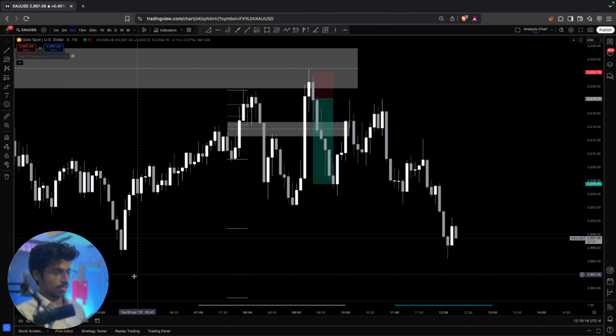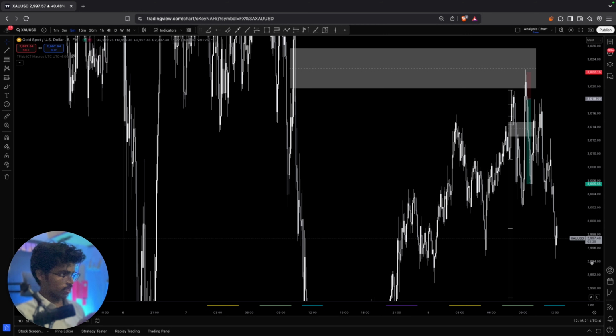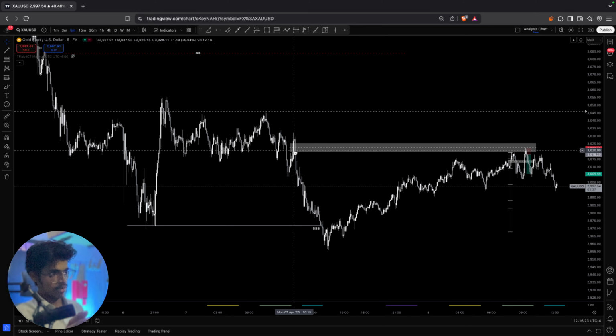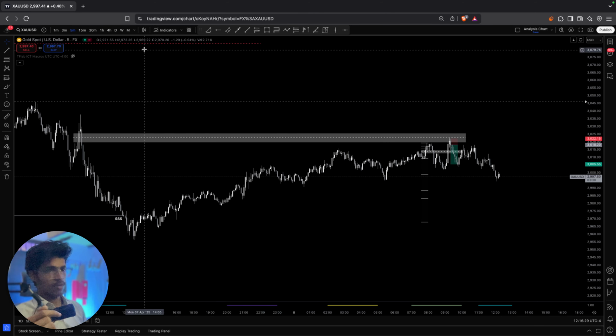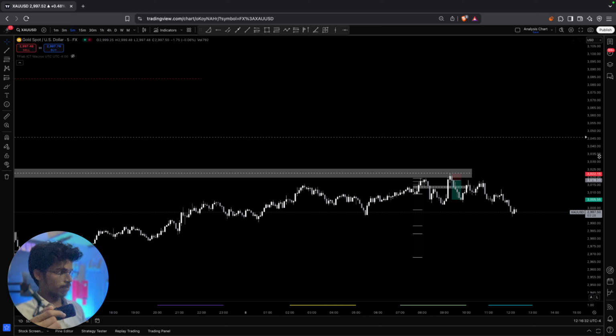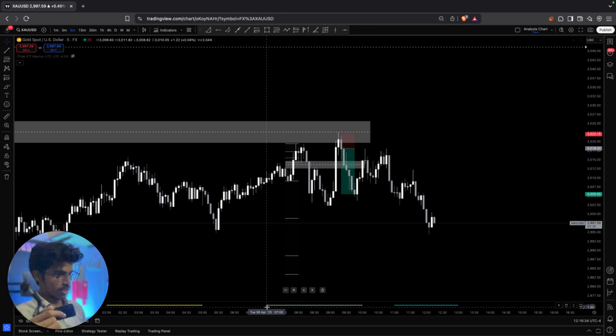Can you see that? As soon as the price broke down and took some low out, we are waiting for the price to come back to this fair value gap to reject from that. Got it? Now we are on a 5-minute time frame, waiting for the price to come back to that point. So today the price came back to that point.